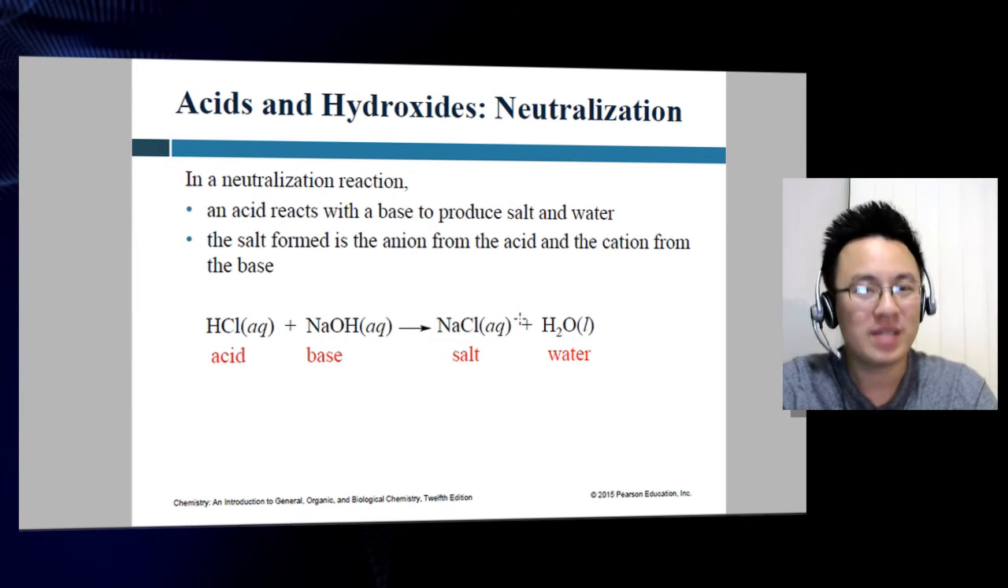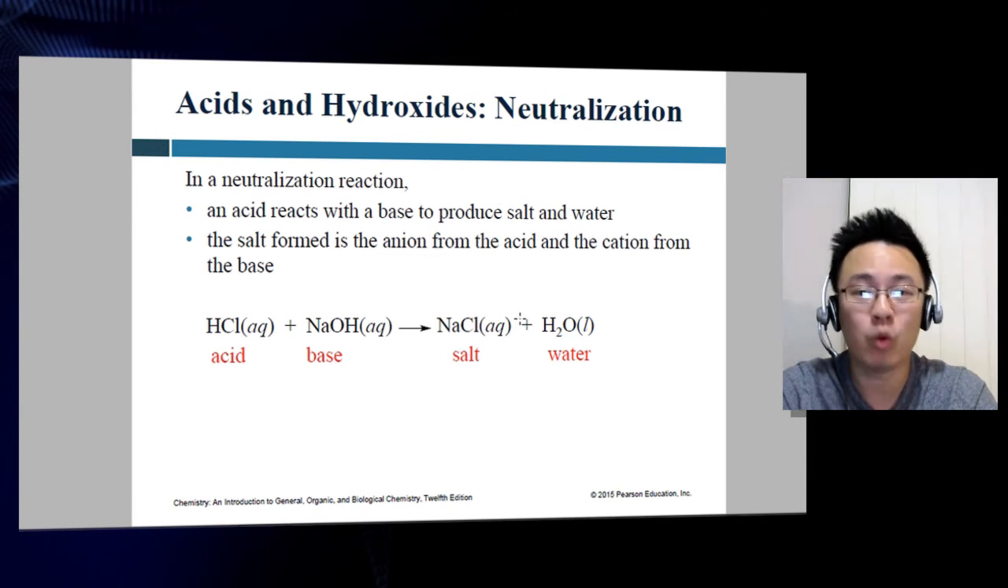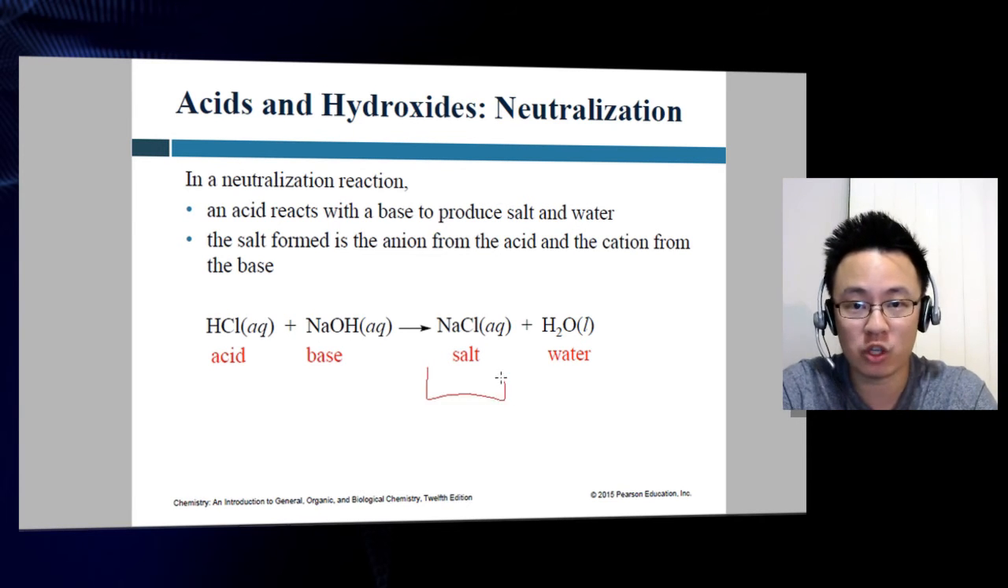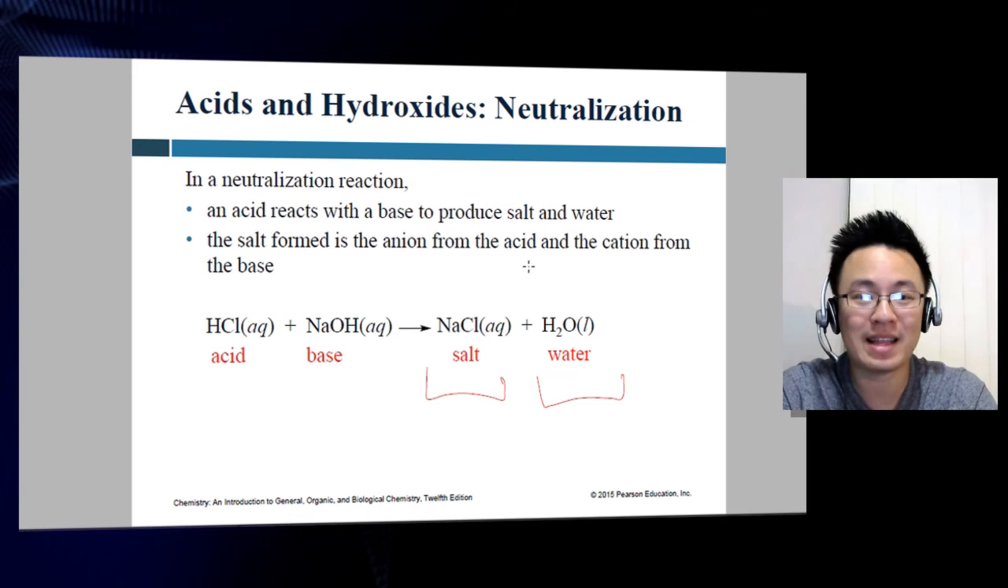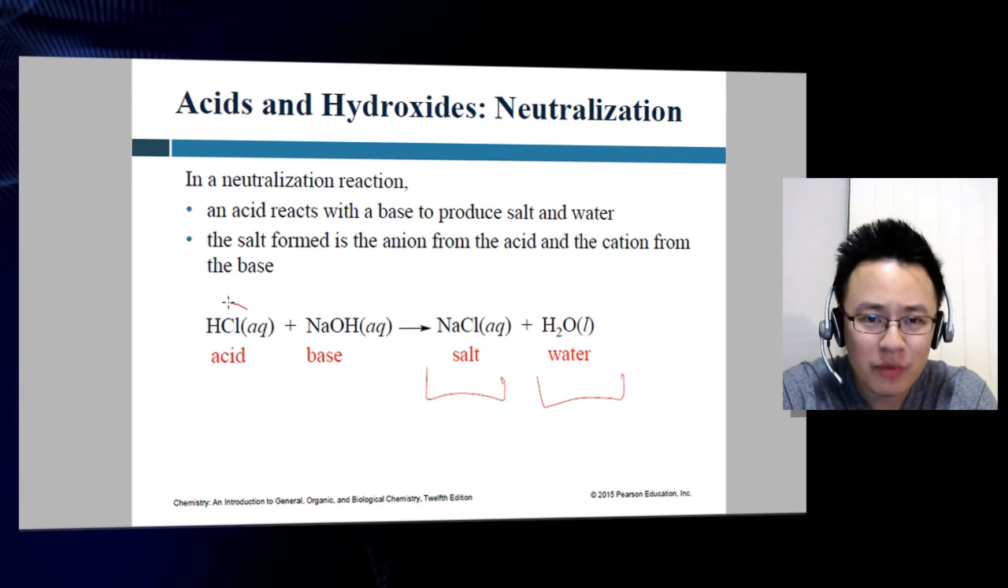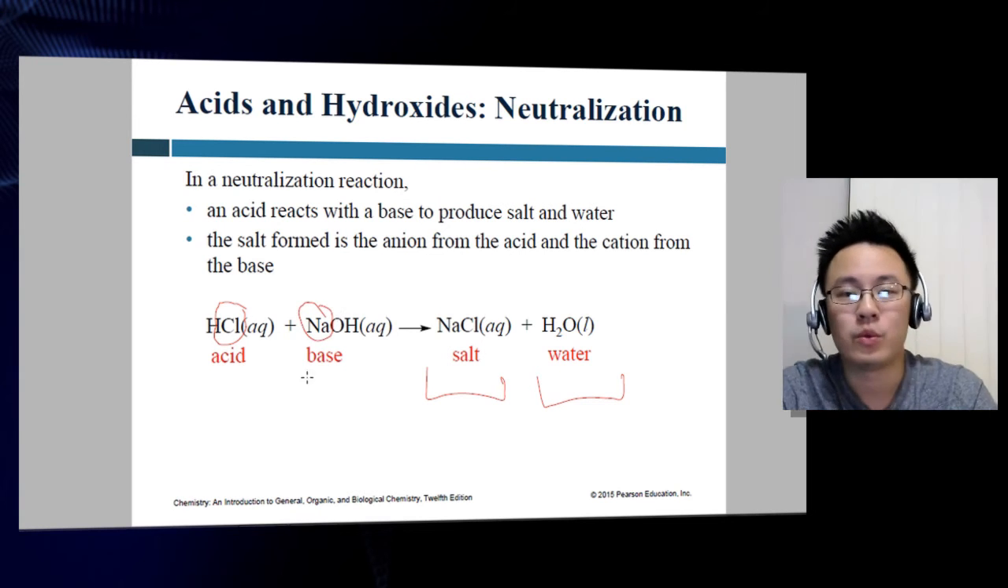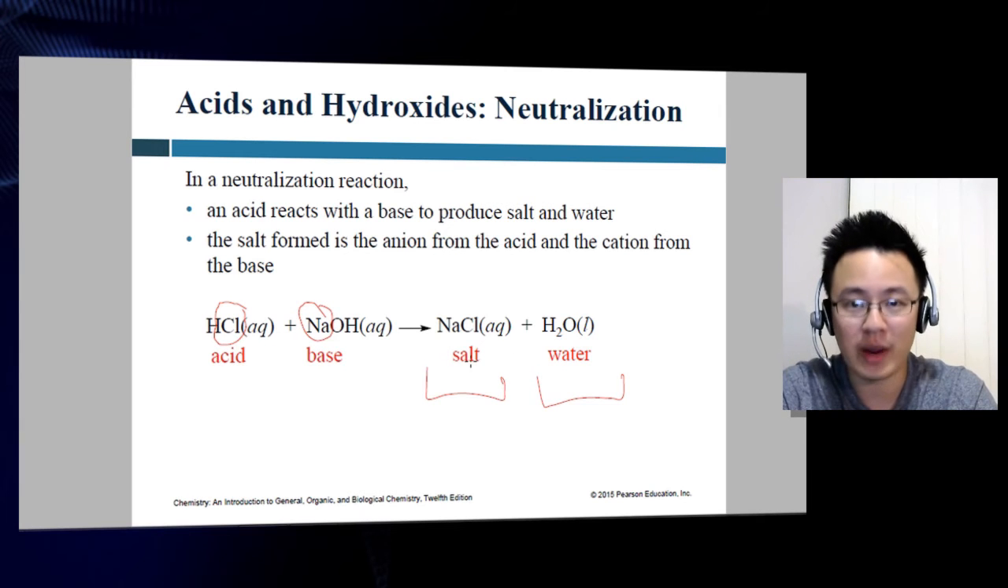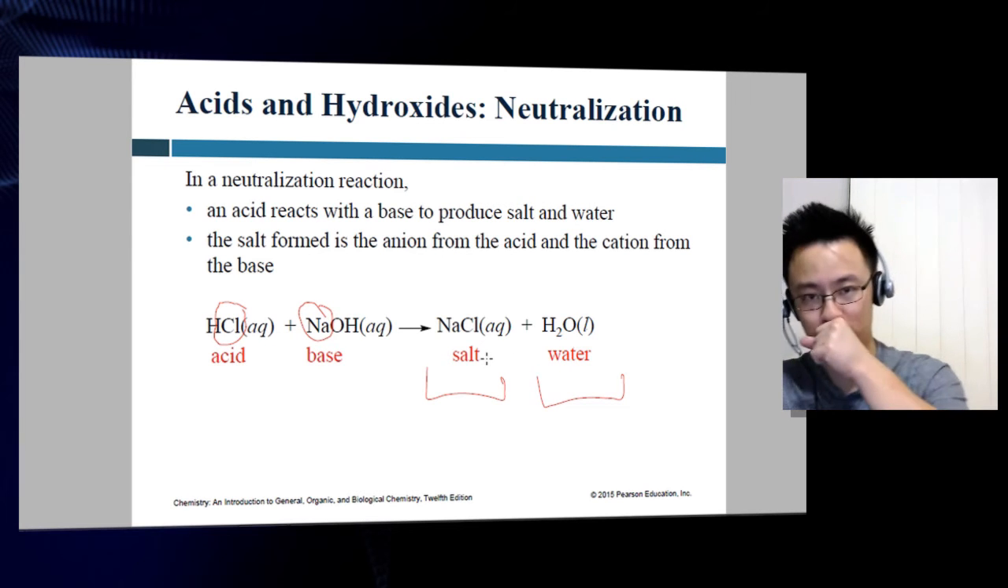In a neutralization reaction, an acid reacts with a base to produce salt and water. So those are two things there, salt and water are produced. Now the salt formed is the anion from the acid and the cation from the base. So the anion from the acid here is the chlorine. The cation here is the sodium. So we have here water, H2O, and then of course sodium chloride.